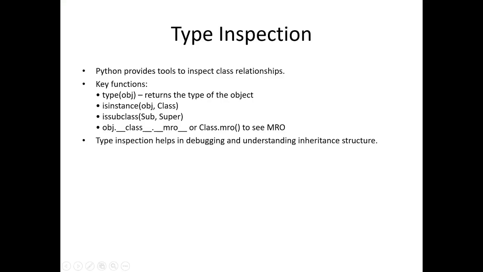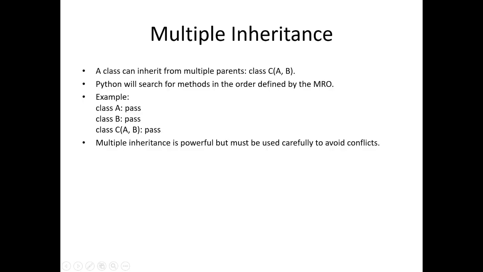Type inspection. Python provides some built-in tools to inspect the class hierarchies and types. type(object) returns the type of the object, and isinstance(object, class) checks if an object is an instance of that class. Then we have issubclass, which checks the class relationships, and Class.mro() or object.__class__ reveals the exact MRO used by Python. This is extremely useful for debugging complex inheritance structures. So let's see what multiple inheritance is.